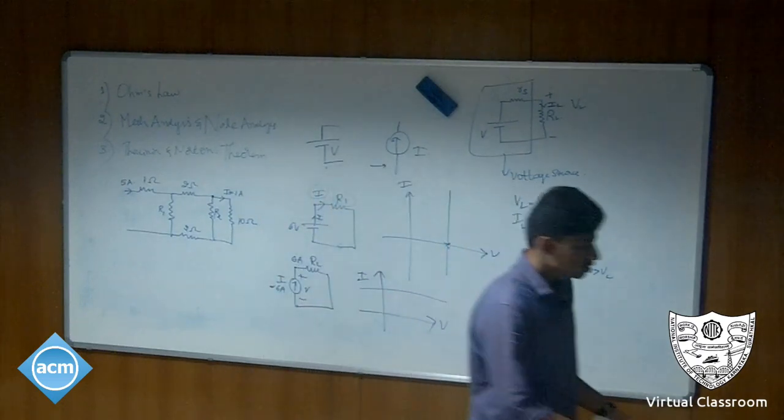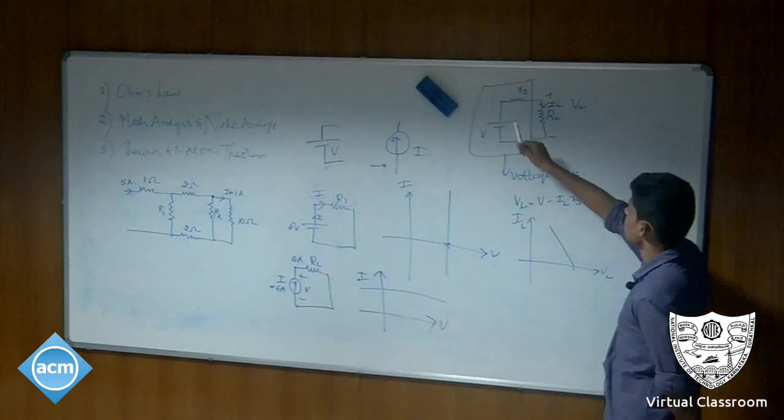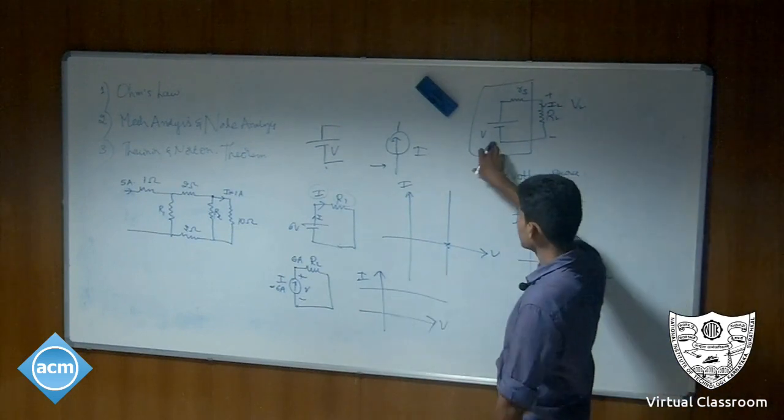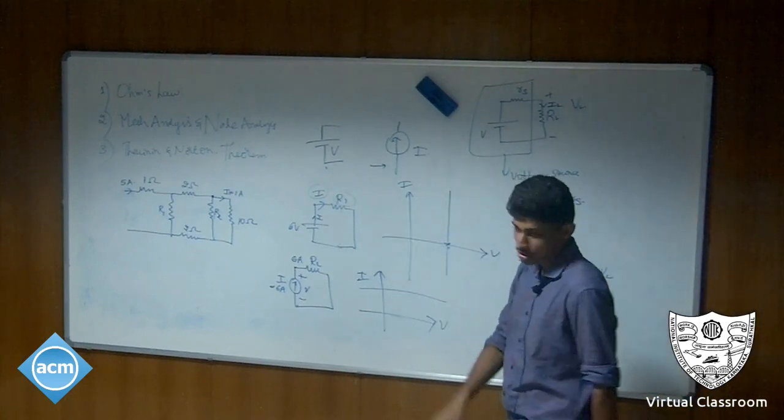This is your practical source, and you have a resistance in series. But if you want to go from practical to ideal, you make RS equal to 0.